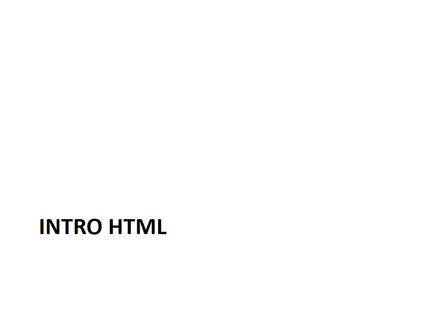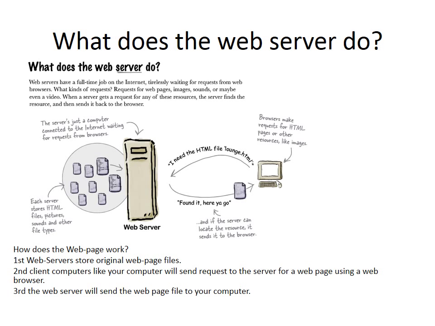Once you enable the public.www web folder, you are ready to put web pages inside the web folder. How does the web page work? First, web servers store original web page files. Second, client computers like your computer will send a request to the server for a web page using a web browser. Third, the web server will send the web page file to your computer. Finally, your web browser will open the web page file for you to read.